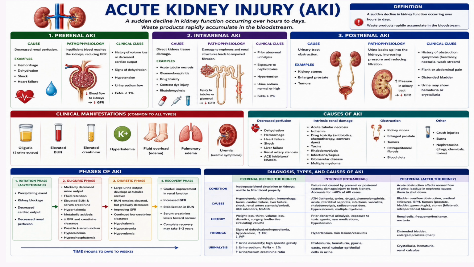Patients commonly will develop oliguria, low urine output, because there's an obstruction and it's not coming out. Elevated BUN and creatinine, hyperkalemia, because it's retaining the potassium and not excreting it, fluid overload, pulmonary edema, and uremia. AKI progresses through initiation, oliguric, diuretic, and recovery phases. There are four phases, and these are listed down here.